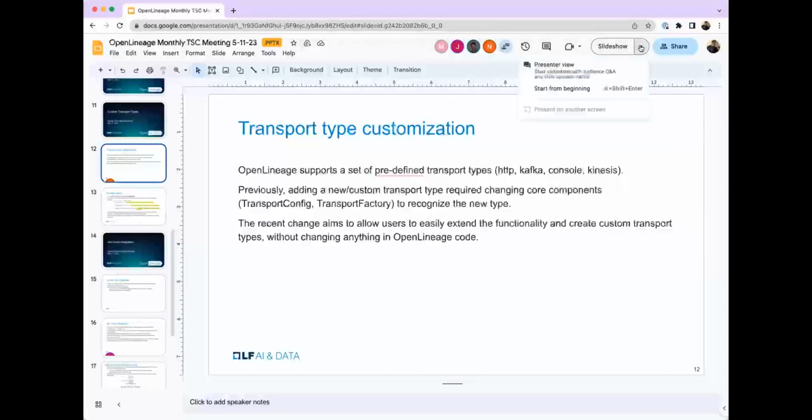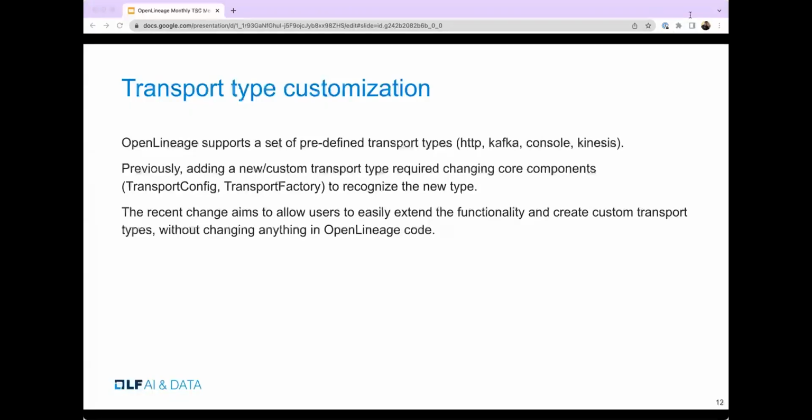I'm going to talk about the capability to customize transport types. As you know, OpenLineage supports a set of predefined transport types, HTTP, Kafka, and others. Previously, adding a new or custom transport type required us to change the core components, the transport config and the transport factory in order to recognize the new type.